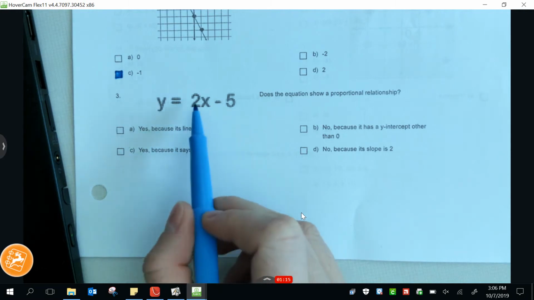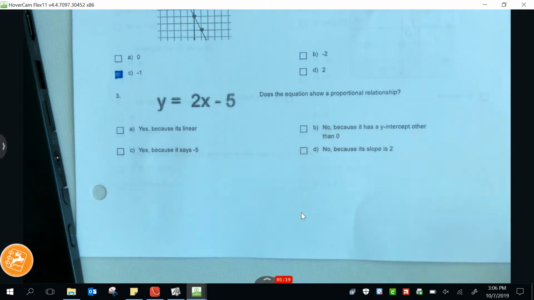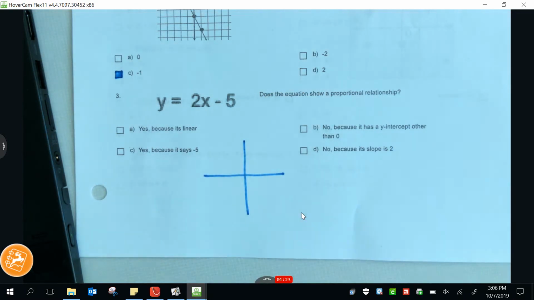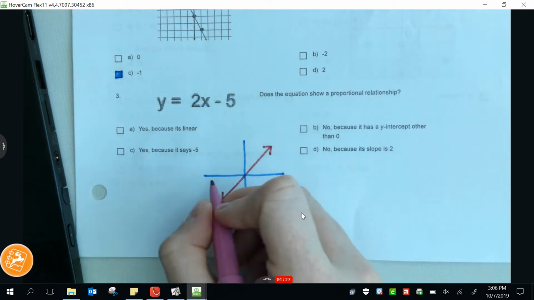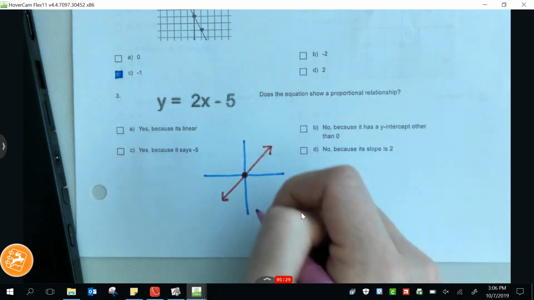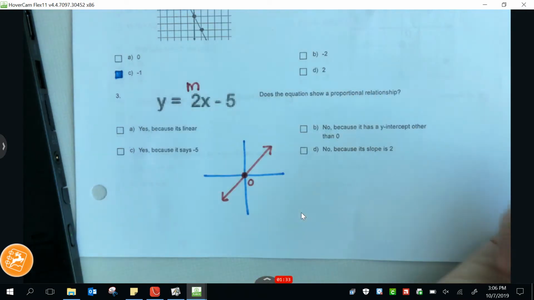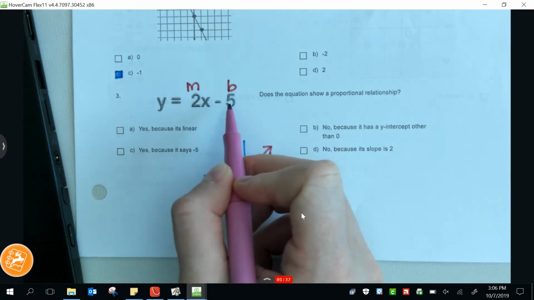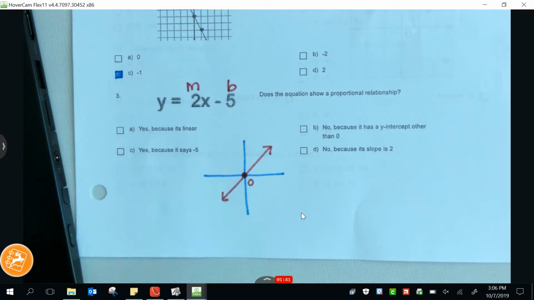Okay, so y equals 2x minus 5. Does the equation show a proportional relationship? So remember, to be proportional, that means that it has to go through the origin, which means your y-intercept has to be 0. Well, if I look at this, that's my slope, that's my y-intercept, and if my y-intercept isn't 0, it's not proportional. So -5 would end up being not proportional.